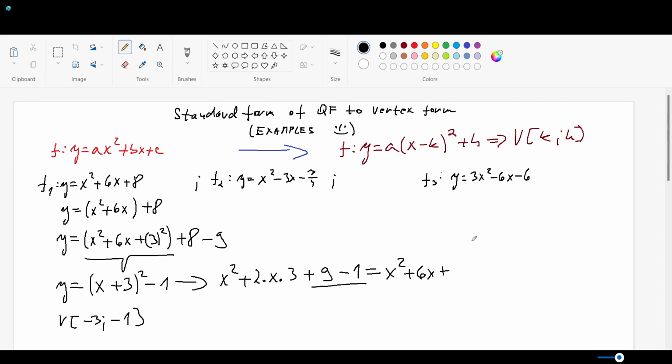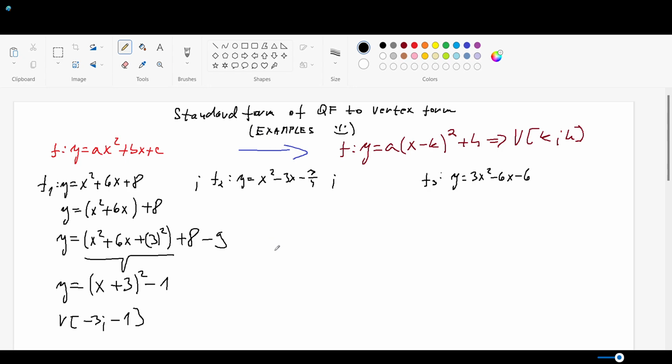So as you can see, going from vertex form to standard form is easier than finding the vertex form of the quadratic function from standard form.